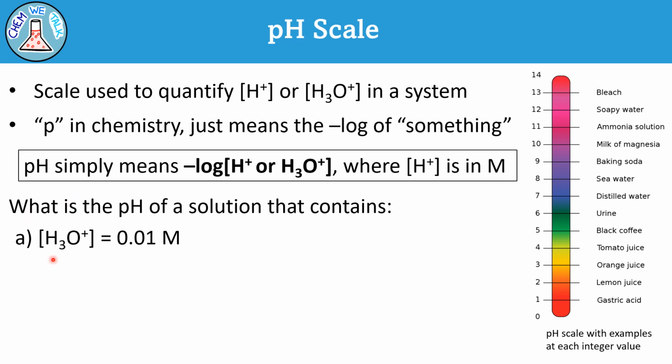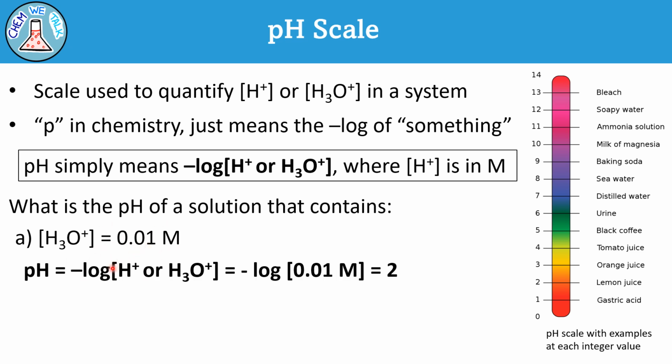Okay, so let's look at two examples here. The first one is, what is the pH of a solution that contains 0.01 molar H3O+? If this is the concentration of H3O+, let's plug it into the equation and we get negative log of 0.01 equals 2. That is because if you move the negative sign to this side, you get log of 0.01 equals -2. And we know that because this is a log base 10, we have 10 raised to -2 equals 0.01. That's where it comes from.